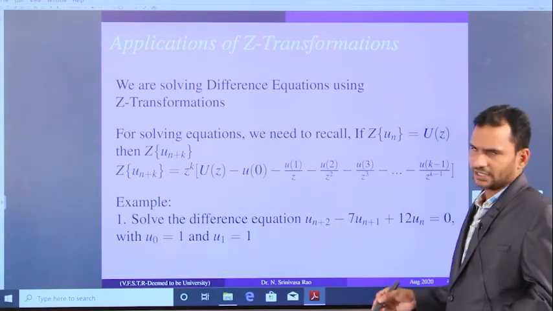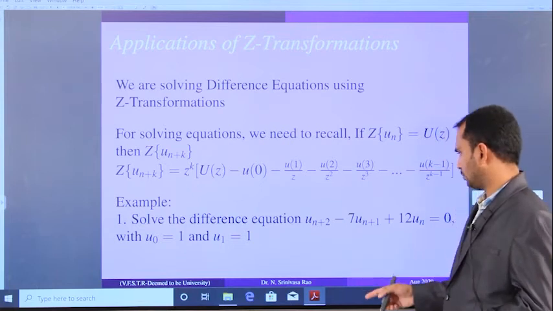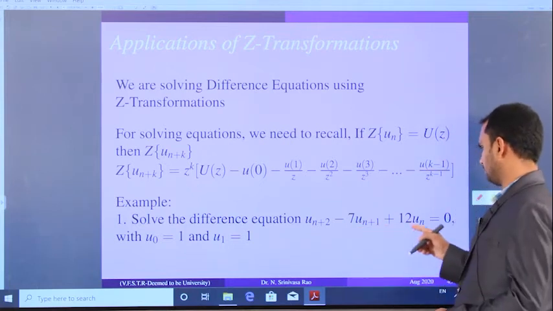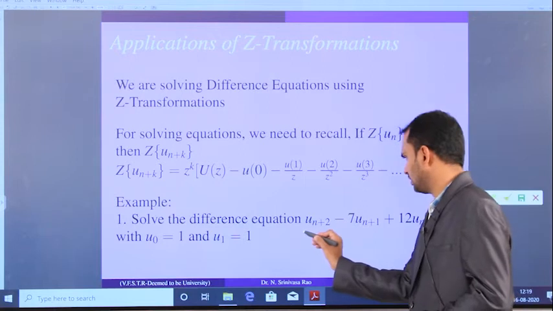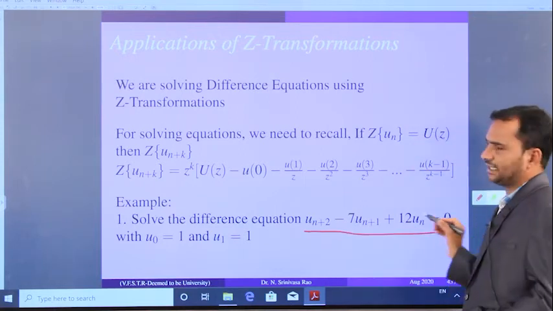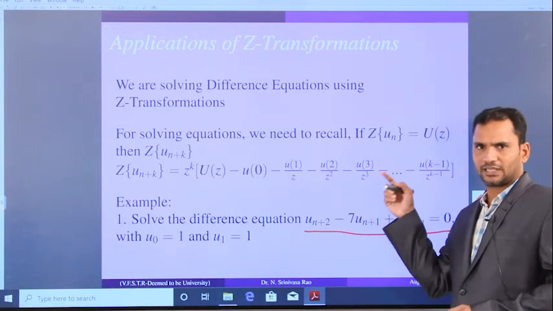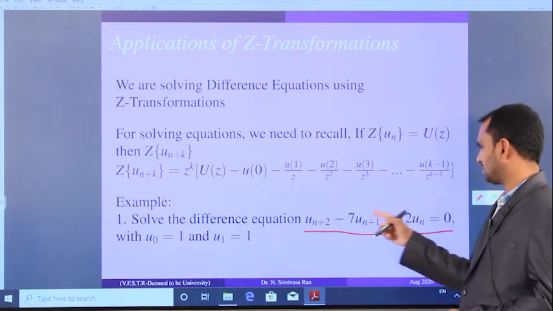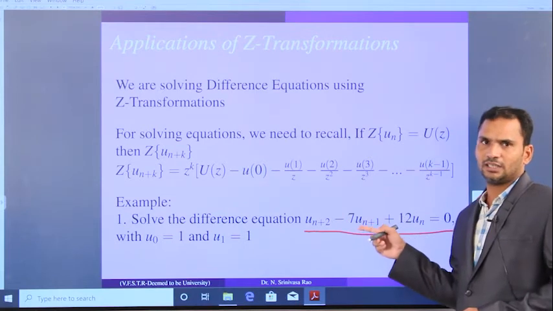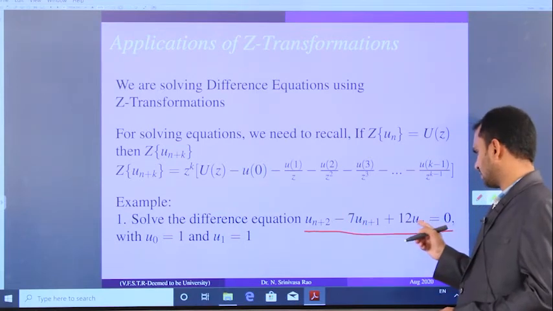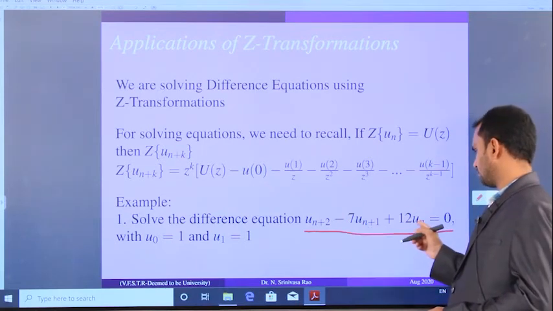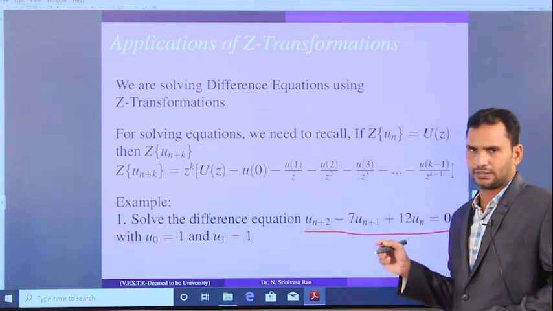Solve the difference equation u_{n+2} - 7u_{n+1} + 12u_n = 0. So this is called a difference equation. An equation that contains derivatives is called a differential equation. An equation that contains sequences is called a difference equation. So this is a relation between the sequence terms u_{n+1}, u_{n+2}.